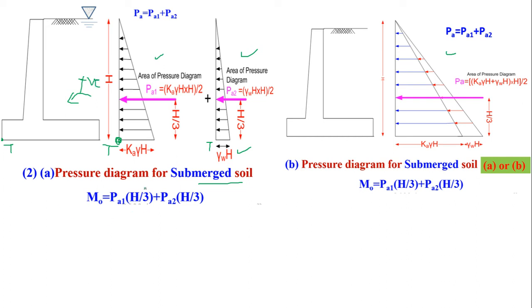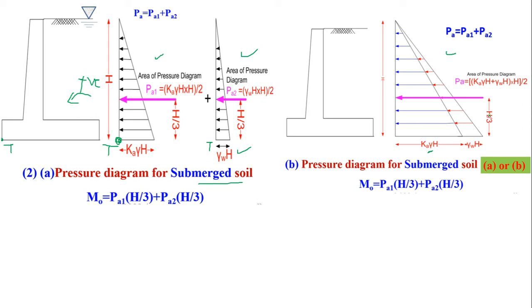Okay, so this is the pressure distribution diagram, and in this the same thing is explained. See here, instead of drawing two diagrams, at one Ka into gamma into H means this is the triangular pressure distribution diagram for the soil, and gamma W into H is the triangular pressure distribution diagram for water.